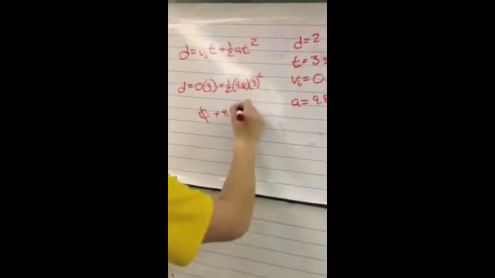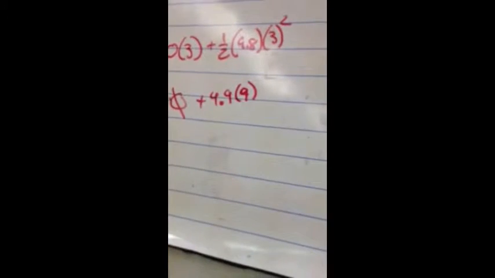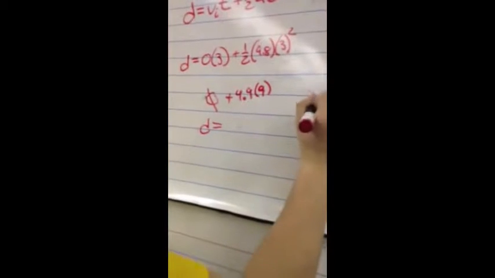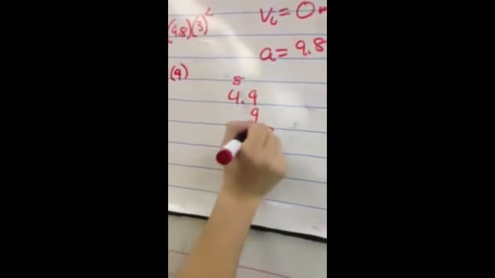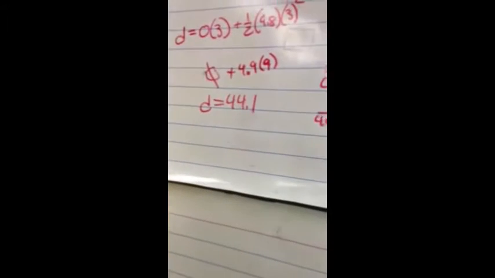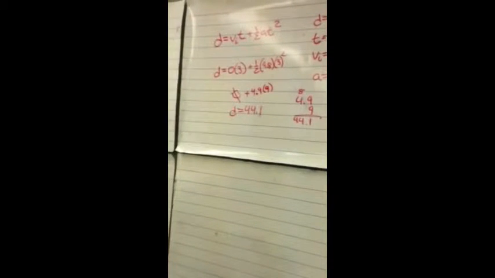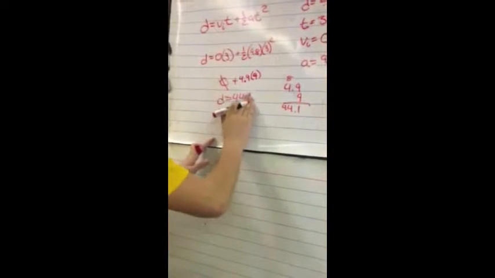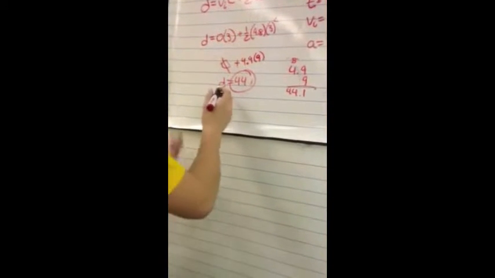4.9 times... Sorry, my handwriting is very sloppy. 4.9 times 9 should give you your distance. And when you multiply it out, 9 times 4 is 36, 36 plus 8 is 44, so you get 44.1. Now, that answer isn't on the actual test itself. It's close, though. The closest number you can find is 44. And so basically, you can just round it and it becomes your answer, which is, surprisingly, D is equal to 44.